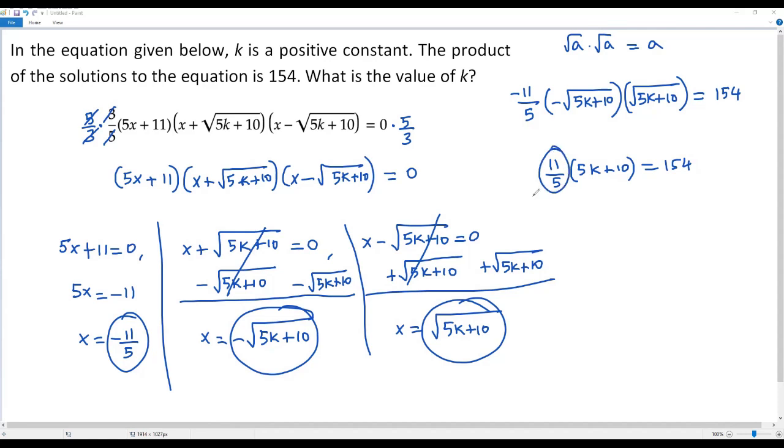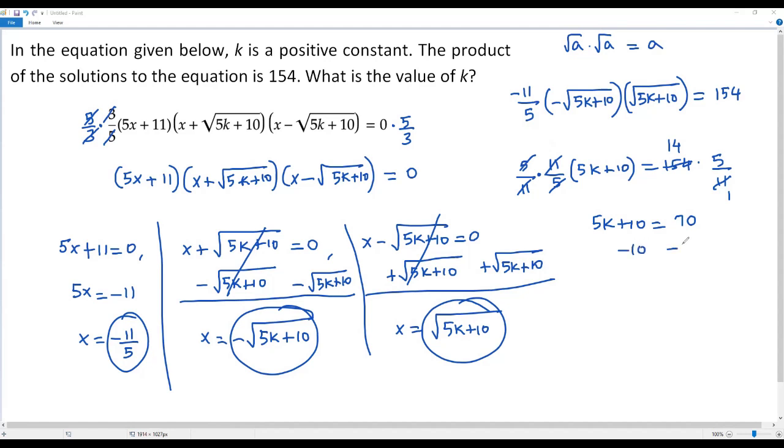First, we have to get rid of the fraction 11 over 5. For that, we multiply both sides of the equation by its reciprocal, 5 over 11. Here the 11 will cancel and the 5 will cancel out, and we get 5k + 10 on the left side. On the right side, 11 goes into 11 one time, and 11 goes into 154 fourteen times. And 5 times 14 is 70.